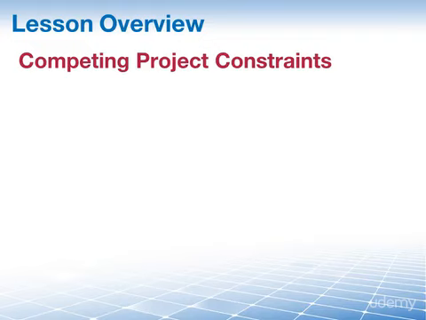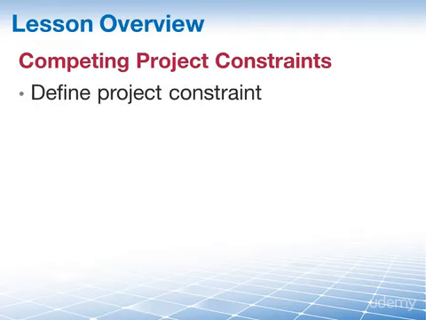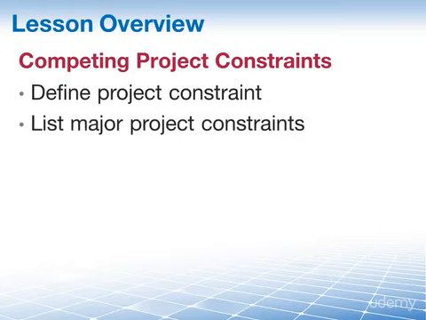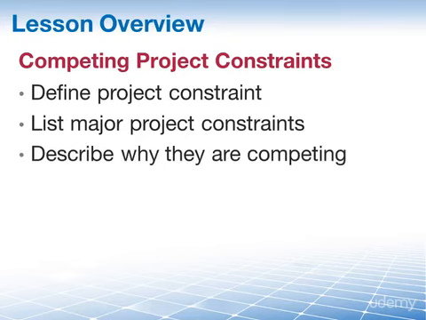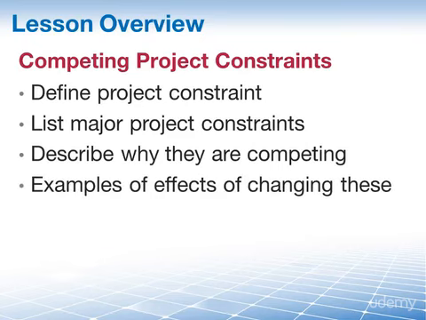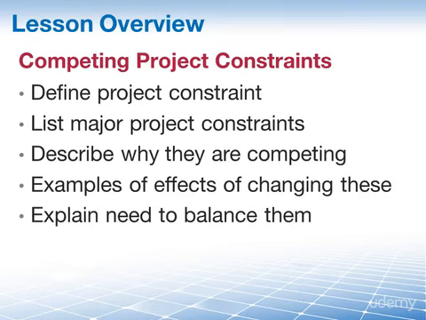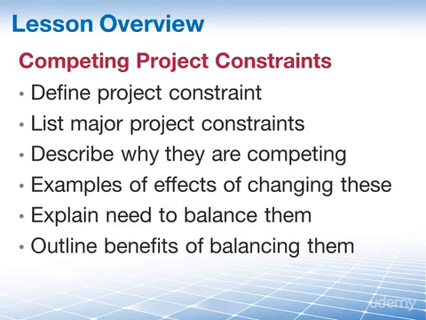So in this lesson we will focus on giving you some crucial competing project constraint information by defining what is meant by a constraint, listing the 6 major project constraints, describing why these constraints compete for project resources. We'll give you examples of the effect that changing one constraint may have over another, explain why it's necessary to balance these constraints, and outline the benefits that are gained when you balance these constraints.